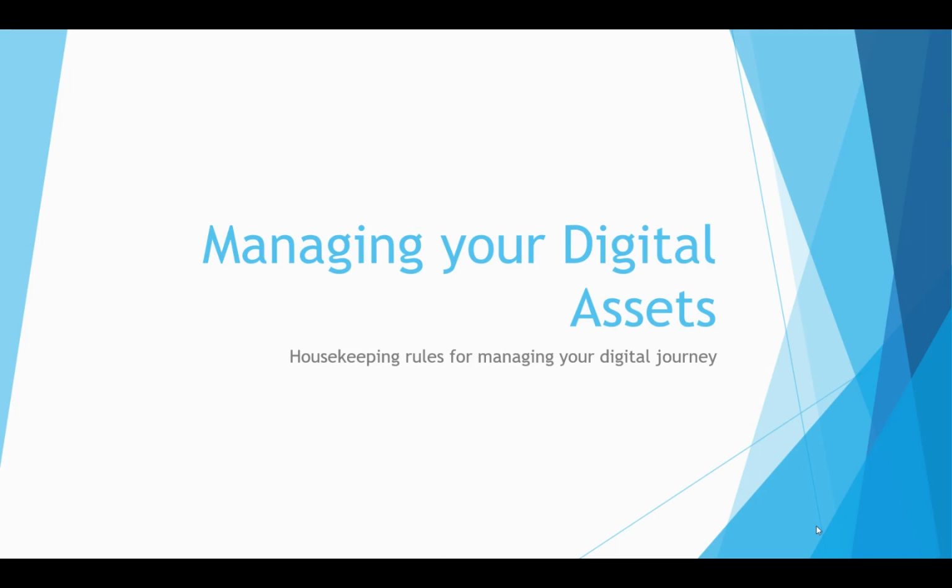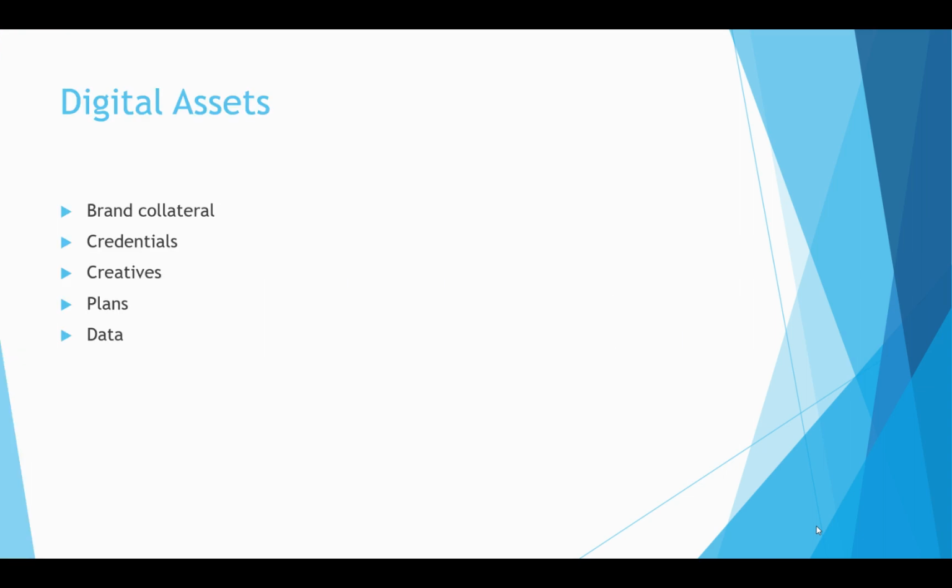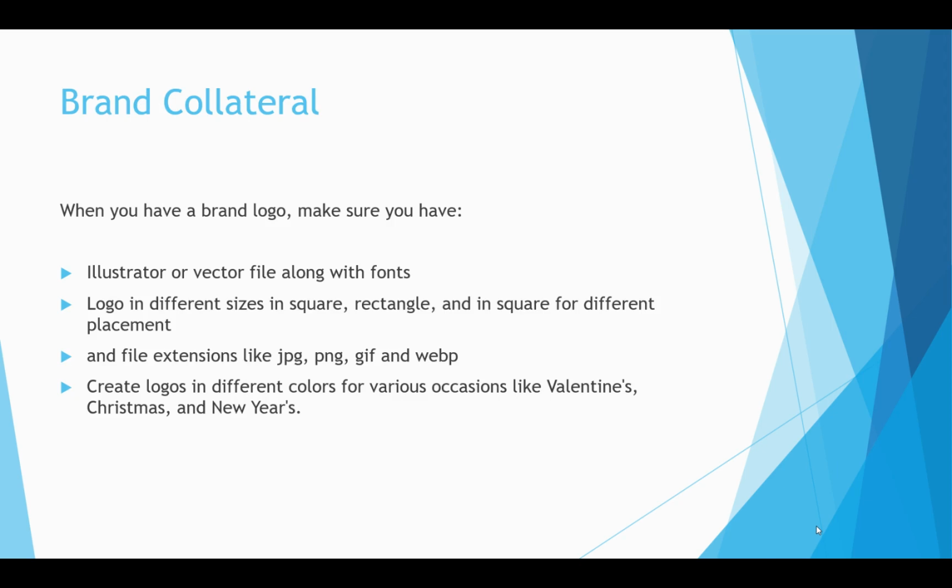So, there are some housekeeping rules when you are running your digital business, for business or personal purposes. There are a couple of very important pillars, I would say, whenever you're starting your business or you realize that you need to sum up things in one place. I would consider there are five important pillars: the brand collateral, the credentials, creatives, plans, and data. So, what comes in brand collateral?